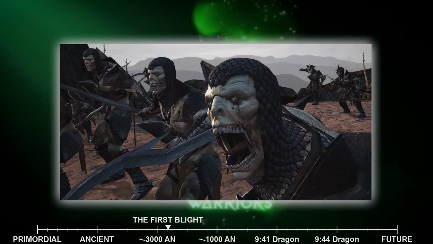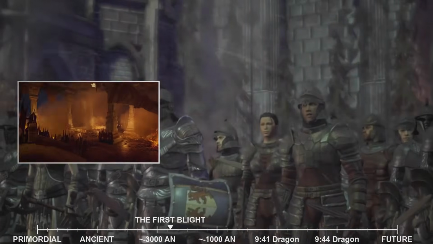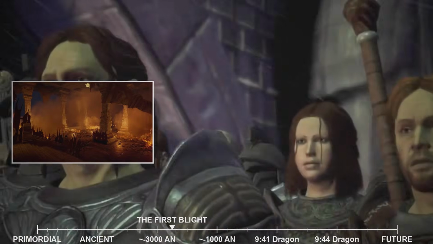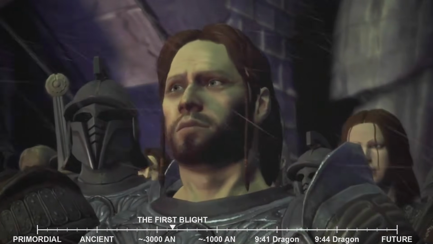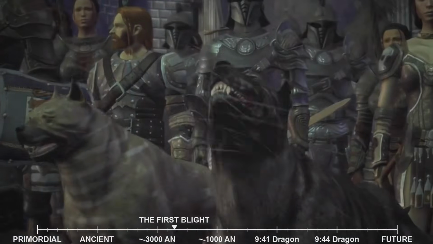These first Darkspawn carried with them the Blight, a spiritual and physical corruption that would become the greatest threat Thedas had ever known. The exact location where they emerged remains a matter of scholarly debate, but most historians agree they appeared somewhere in the Deep Roads, the vast underground network of tunnels that connected the Dwarven Empire. From that moment, everything changed.